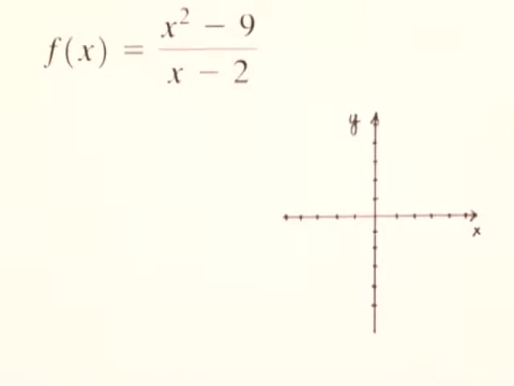For this problem, we're given a rational function, and we're first asked to find the domain, and then use several steps to graph the function. So we have f of x is equal to x squared minus 9 over x minus 2.